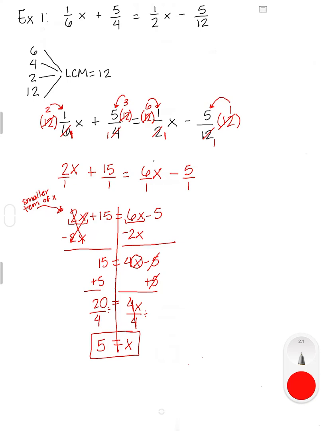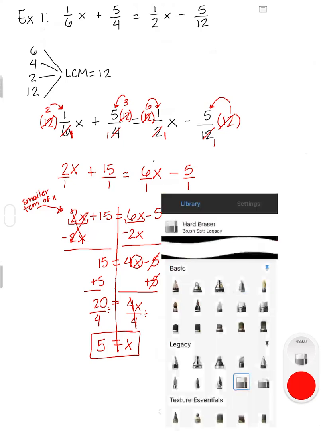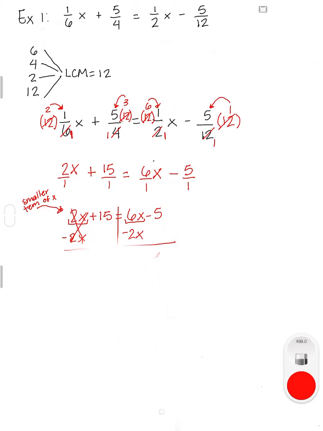So remember, the first step is to always find our LCM and then multiply every single term in the equation by the LCM, right? And in that way you can go ahead and reduce the fractions. So this is when we have fractions. Now let's go ahead and work with an example that deals with decimals.